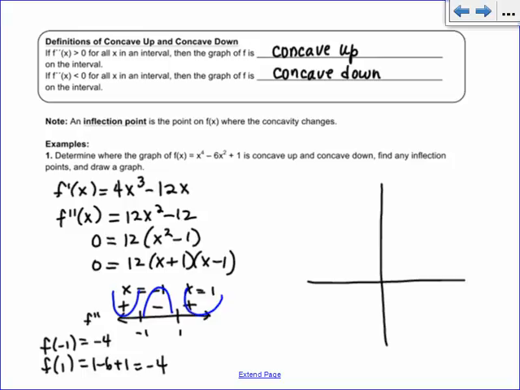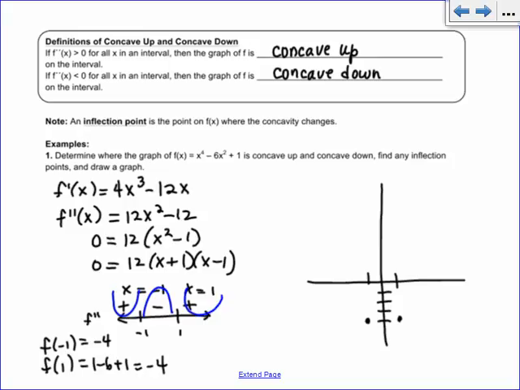Do you remember even versus odd functions? This is an even function because if I plug in a positive x or a negative x, I get the same value, because all of the powers are even. So I'm going to have 1 and negative 4, and negative 1 and negative 4. But that's not really helping me as I'm graphing this, because that's just my inflection points. That doesn't really help us when we graph it.